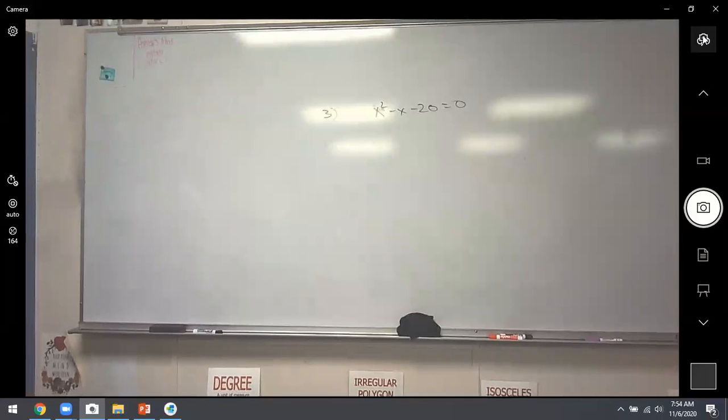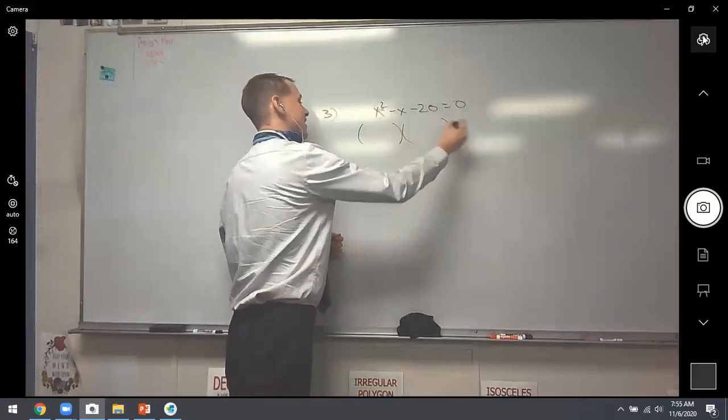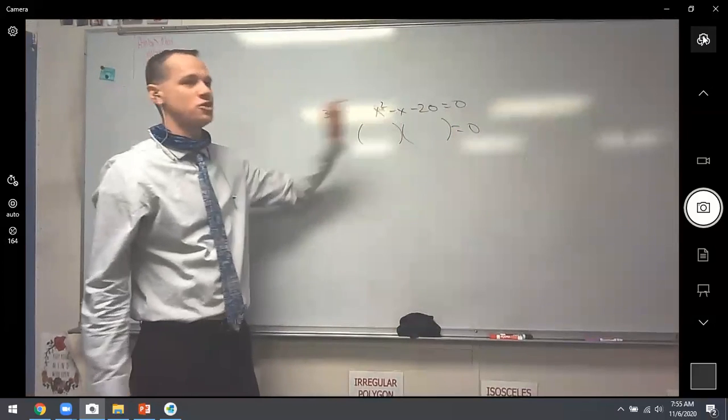Set equals 0, you could graph it, right? Okay, we could do that. Anybody remember factoring? I was told you were taught factoring very well. Is that correct? Okay, can anybody factor that for me? Can you think of 2 numbers that multiply to be negative 20 and add to be the middle term of negative 1?